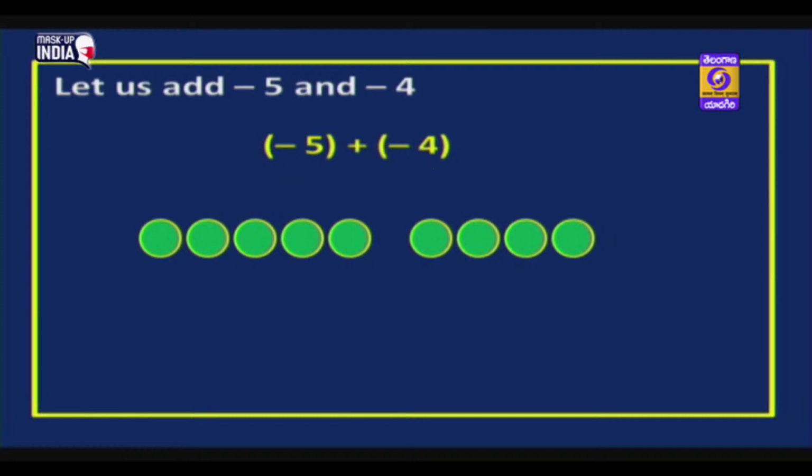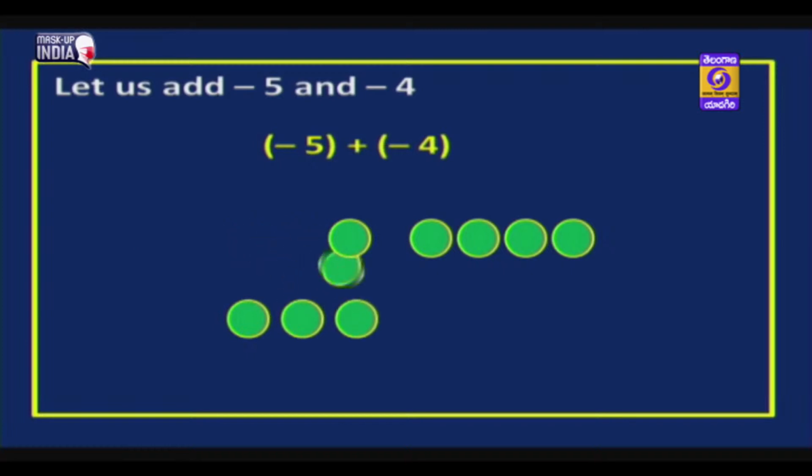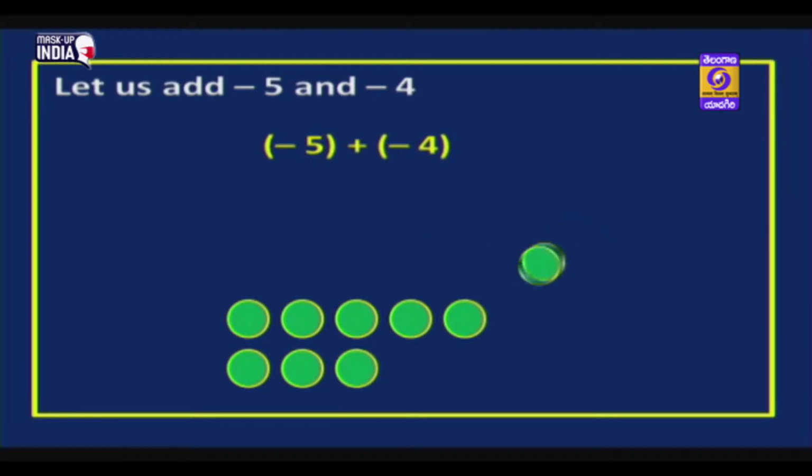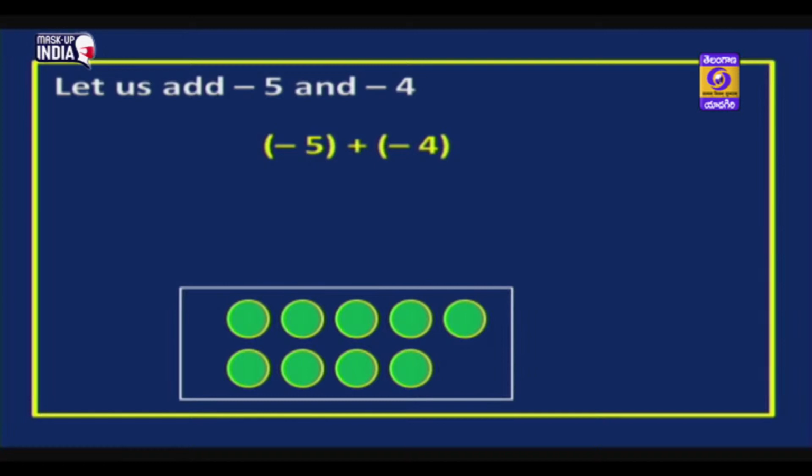Now let us add them children. So on adding these, what do we get? First we have minus 5, so that means 5 coins. Then we have 4 green coins, and together count children how many we have? Yes, you are absolutely right. We have 9 green coins, and green represents, yes, a negative number. That means we have minus 9. So minus 5 plus minus 4 is always equal to minus 9.